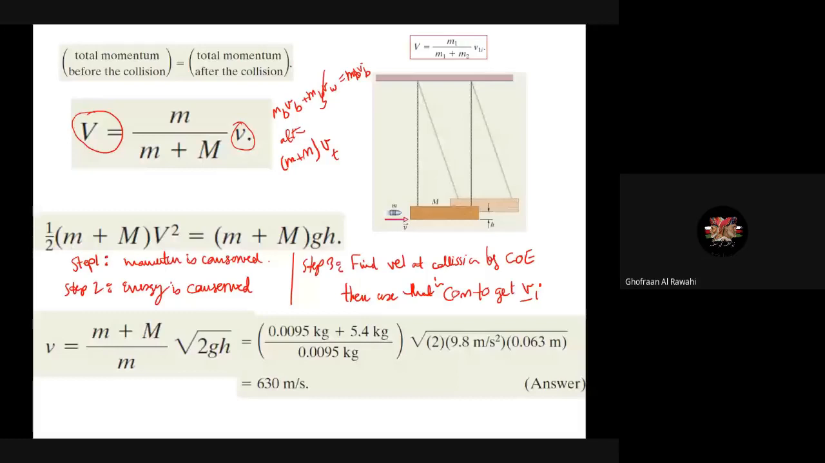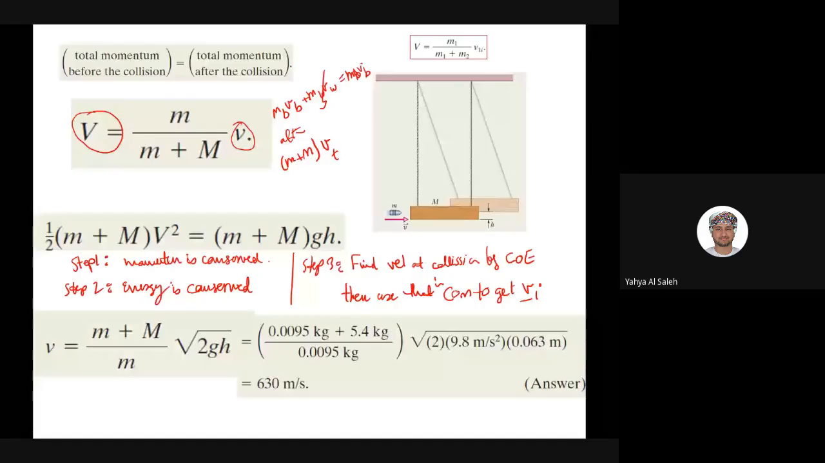Doctor, so the only collision where kinetic energy is not conserved is the inelastic collision? In elastic, it is completely conserved. In non-elastic, it is partially conserved. And in completely inelastic, it is not conserved at all. So here we are assuming that the energy is conserved. We're not losing it to heat or anything.